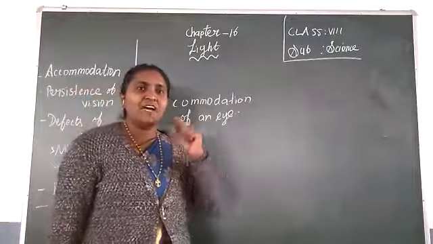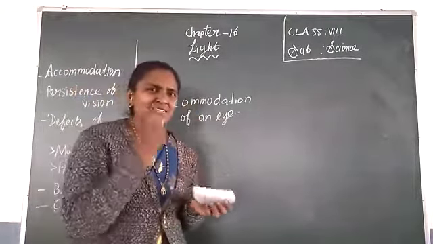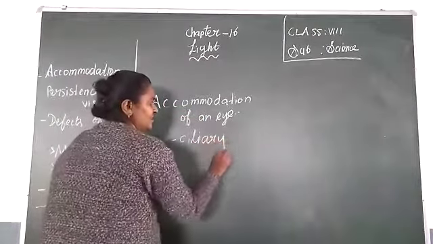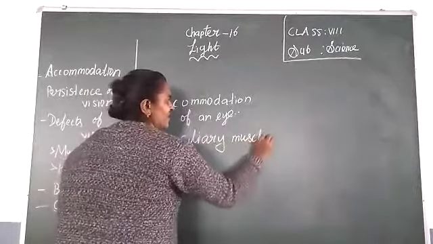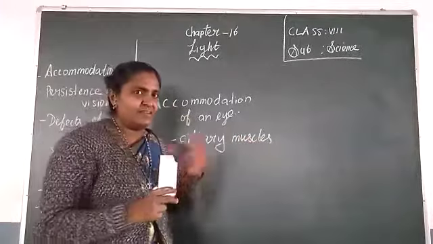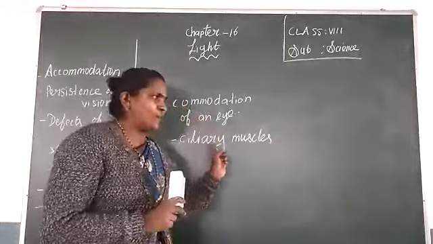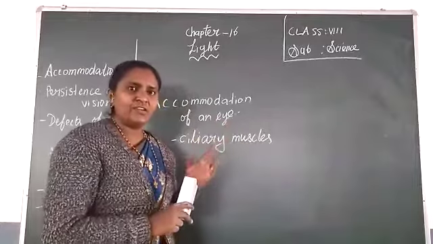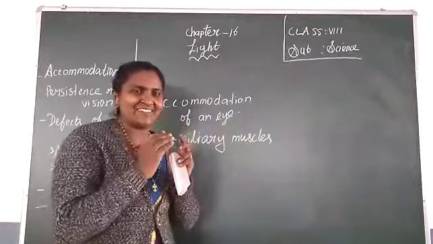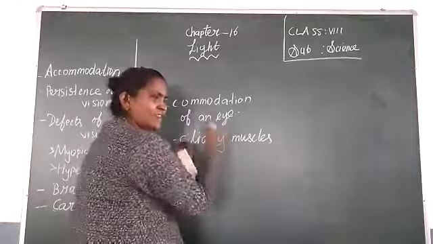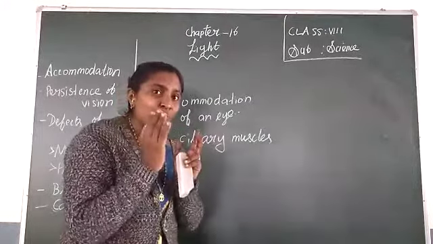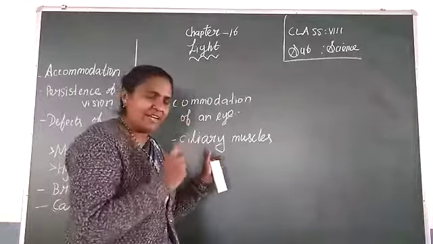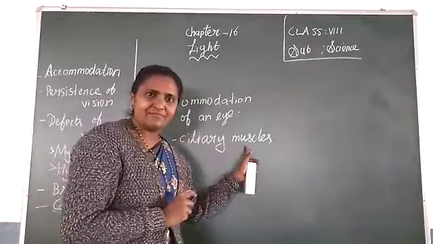What is accommodation? Our lens is covered by some muscles. The muscle name is ciliary muscles. The lens of our eye is held by the ciliary muscles, one type of muscle. What do they do? They adjust the lens.